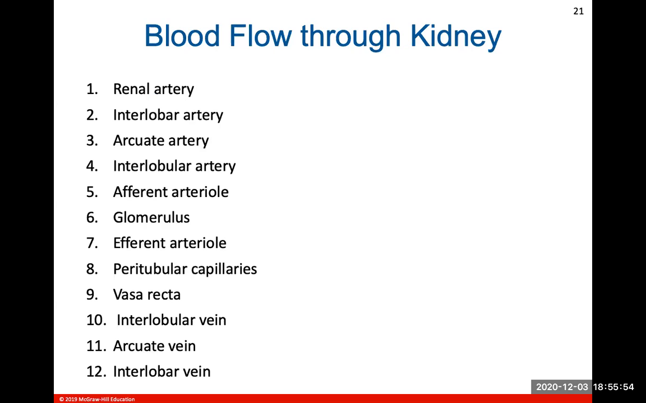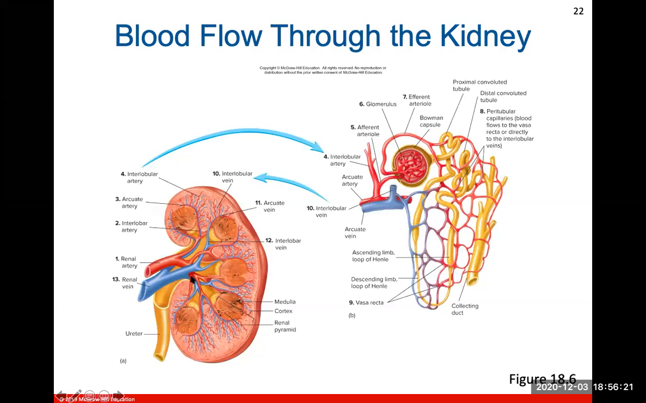The blood flow through the kidney is also important to know. The renal artery brings blood into the kidney, and then the renal vein will bring blood out of the kidney. But these are all the branches of the renal arteries and the renal veins and how they travel through the kidney, eventually bringing blood into the glomerulus and then out of the glomerulus and out through the vein. Here it's numbered 1 through 12, I believe, or 13, and it's just a really good indication of how blood gets into the kidney and where it gets filtered.